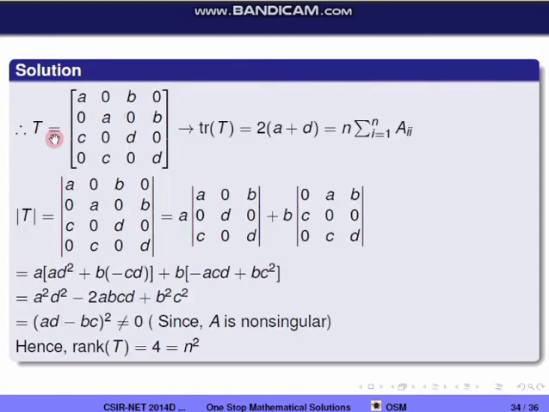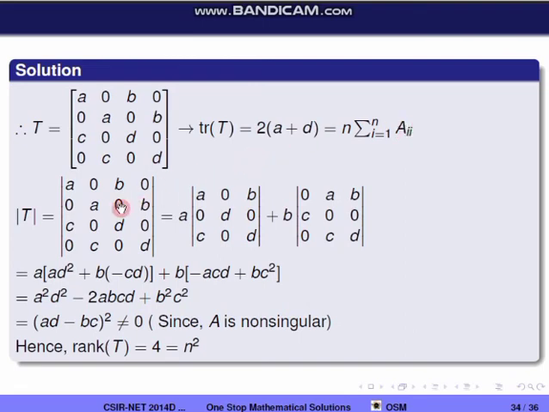So T is equal to A0, C0, 0A, 0C, B0, D0, 0B, 0D. Trace of T is the sum of diagonal elements, that is equal to 2A plus 2D, that is equal to 2 into (A plus D). A plus D is the trace of the matrix A. Therefore, for the general case N, trace of T is equal to N into sigma I equal to 1 to N of AII, where AII is the diagonal entries of the matrix A.